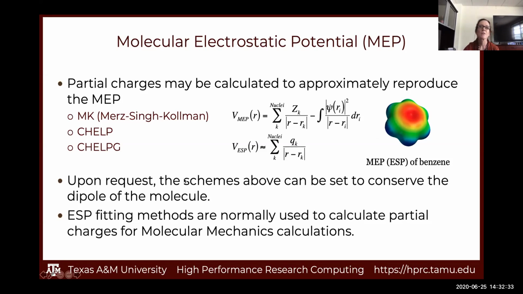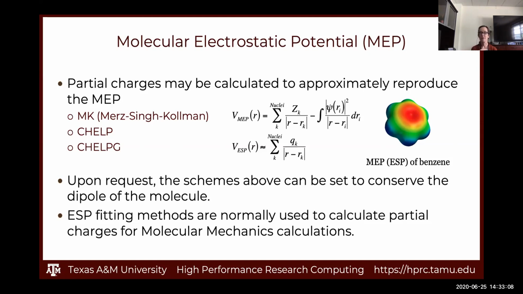Okay. You can generate partial charges. There's different schemes to generate partial charges that will reproduce this electrostatic potential, okay, that is rigorously calculated from the density. Okay, so these are the schemes that are most common for doing that. And you can also request that it will conserve the dipole moment. Okay, but you do have to understand that the partial charges that are generated from this calculation are not unique. Okay, you can come up with a whole new set of partial charges that will perfectly reproduce the electrostatic potential.